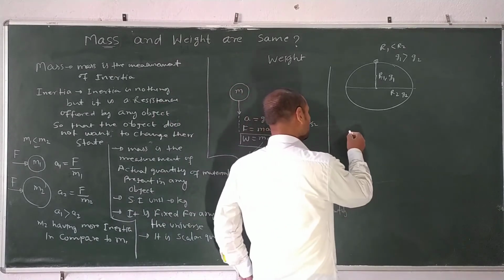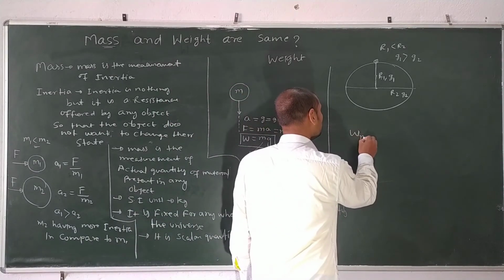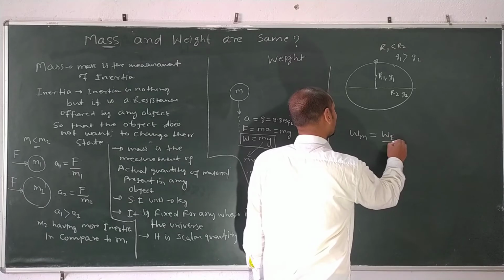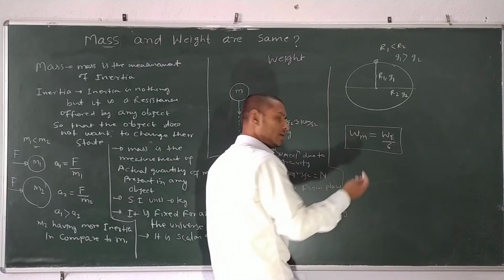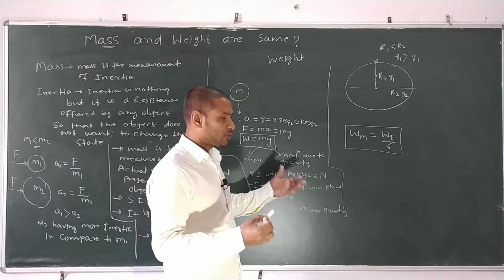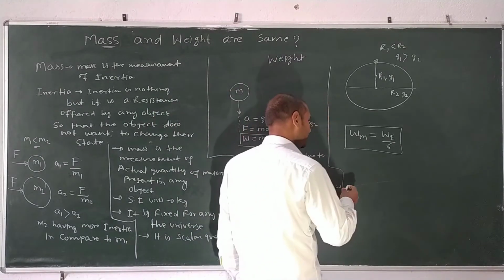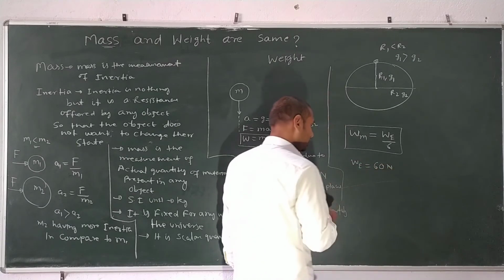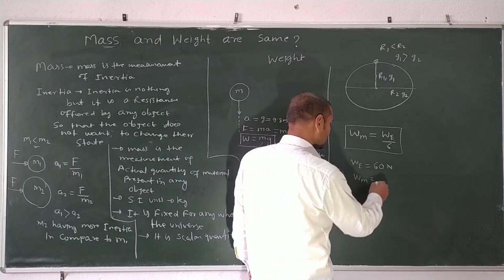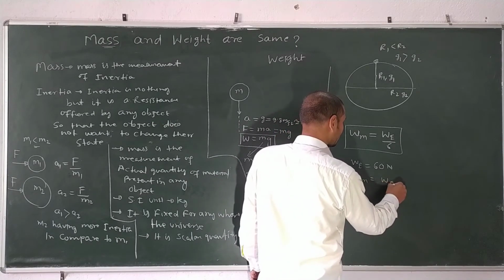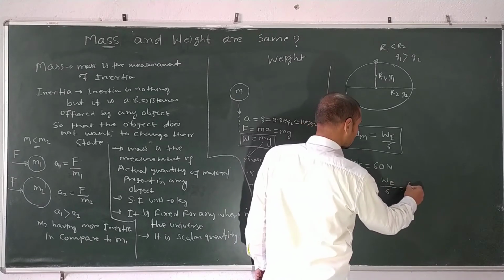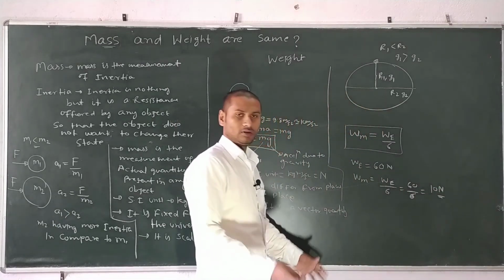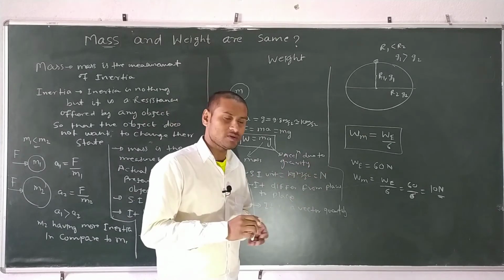If you place an object on the moon, then the weight of the object on the moon is 1/6 times the weight of the object on the earth. It is a fact. It is a calculated value. Suppose an object has a weight on the earth of 60 Newton, then the weight of the object on the moon becomes how much? 1 upon 6 times means the weight on the earth divided by 6, which becomes 60 upon 6 equal to how much? 10 Newton. So the weight of the object on the moon becomes 10 Newton.